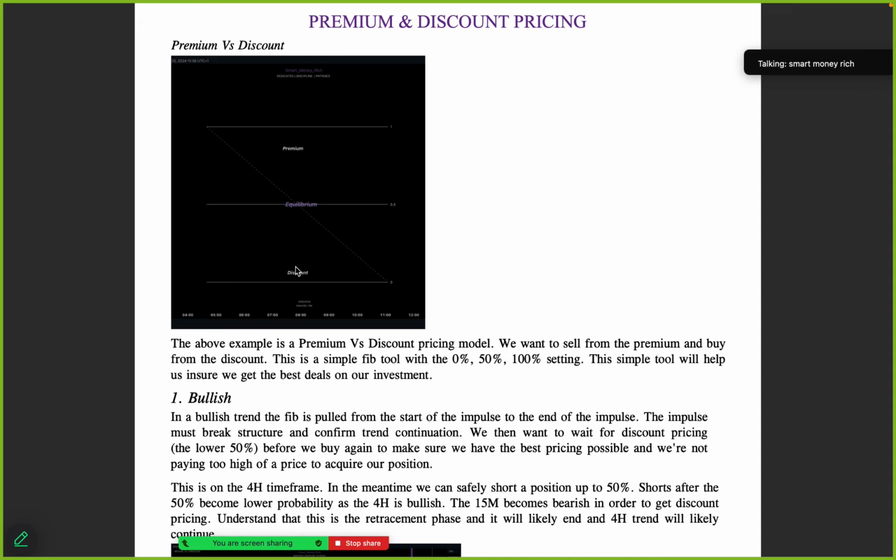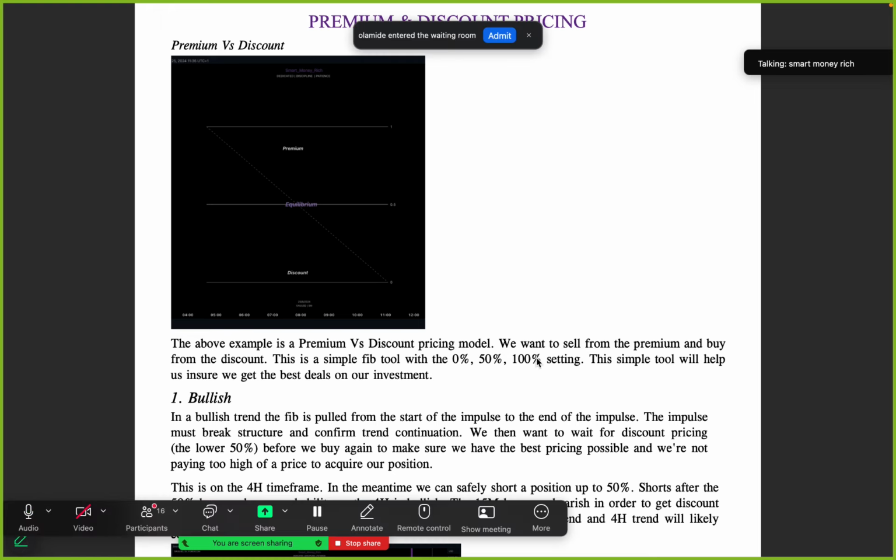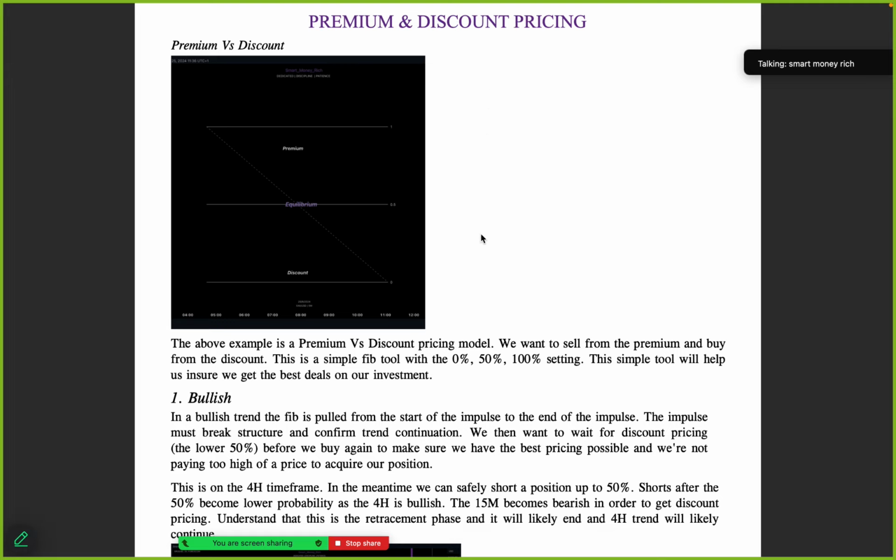Now, the above example is a premium versus discount pricing model. We want to sell from the premium and buy from the discount. This is a simple fib tool with the 0, 50 and 100% setting. I'm going to teach you guys how to set your Fibonacci this way.